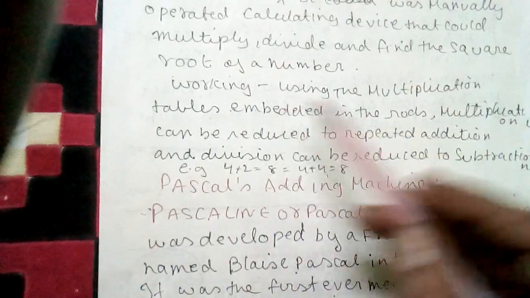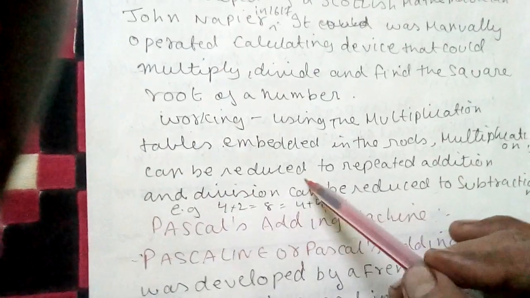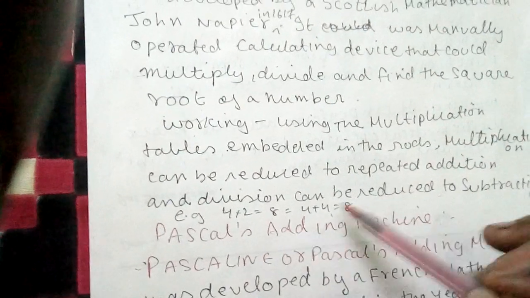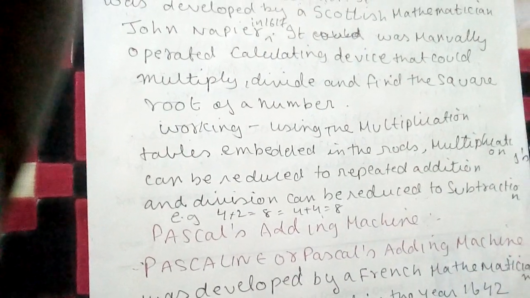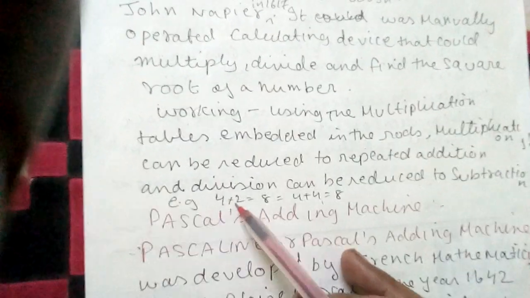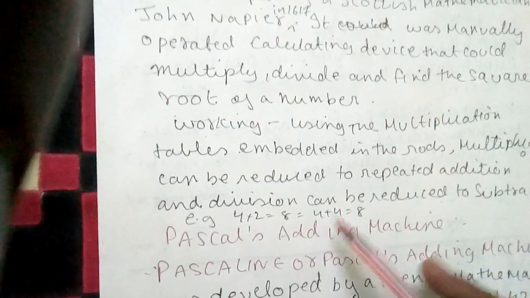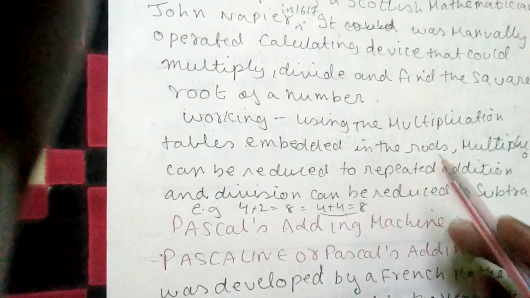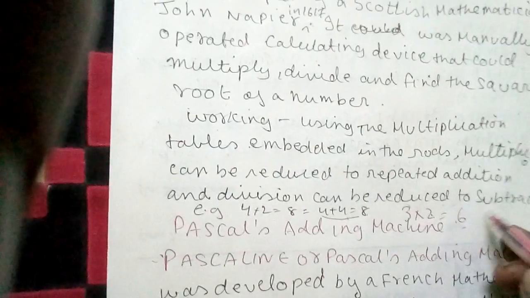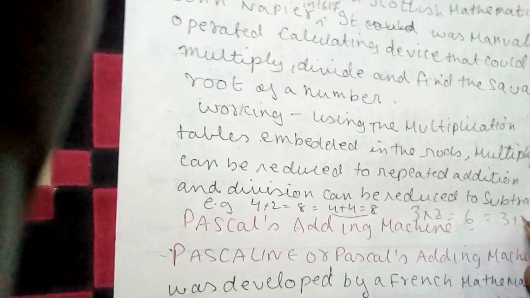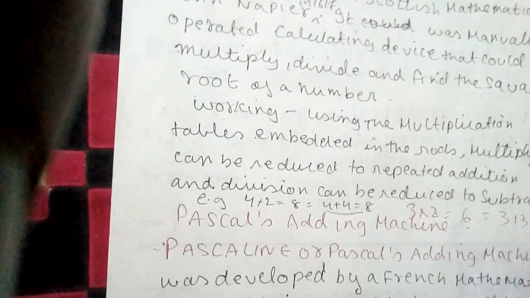Using the multiplication table embedded in the rods, multiplication can be reduced to repeated additions and division can be reduced to subtraction. For example, 4 into 2, that is 8. When we add 4 plus 4, we get 8. Or 3 into 2, that is 6. Or we can say 3 plus 3, that is 6. So this is the Napier bones.